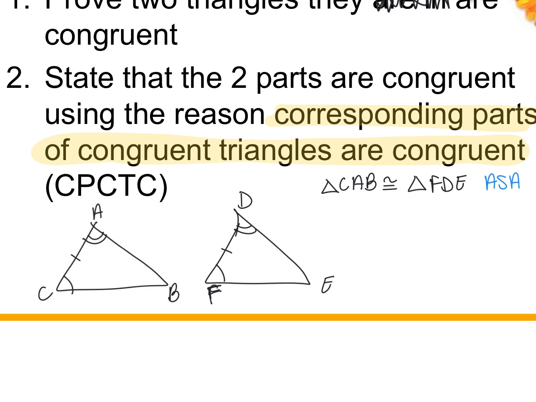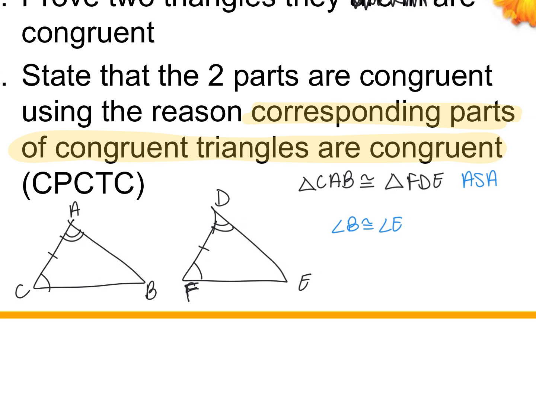So when we are using CPCTC, let's just say they were to ask me, go ahead and find, is angle B congruent to angle E? There are 2 ways that I can prove that these are congruent. Yes, going through my proof and proving that my triangles are congruent, which I did, using angle, side, angle. But now if I want to prove that angle B is congruent to angle E, there are 2 things I could use. The first thing is going to be third angles theorem.